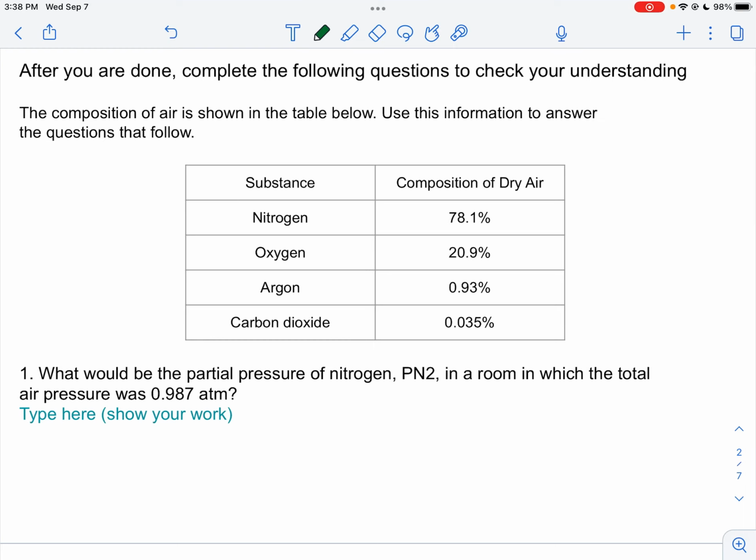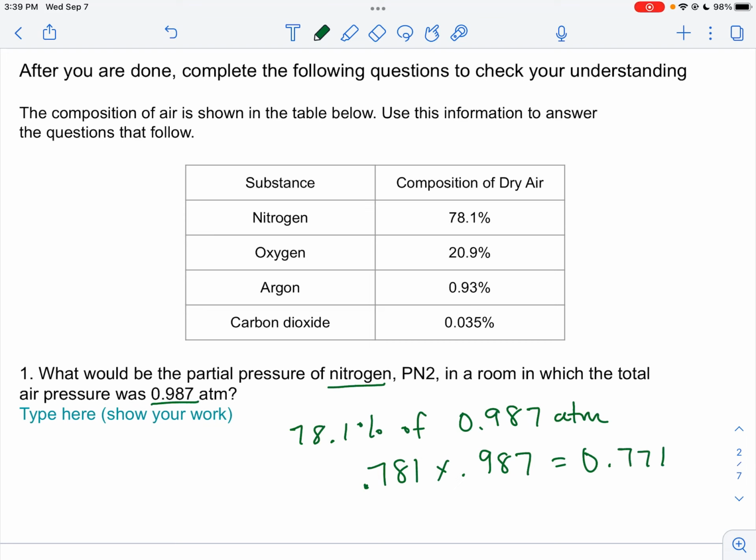So for example, number 1 is asking, what is the partial pressure of nitrogen when the total is 0.987? I know that nitrogen is 78.1%, and I want to know how much of my total that is. If I want to multiply these two together, I have to put my percent in decimal form. Typing in my calculator, I get 0.771. So that's saying that out of my total, 0.771 is nitrogen.